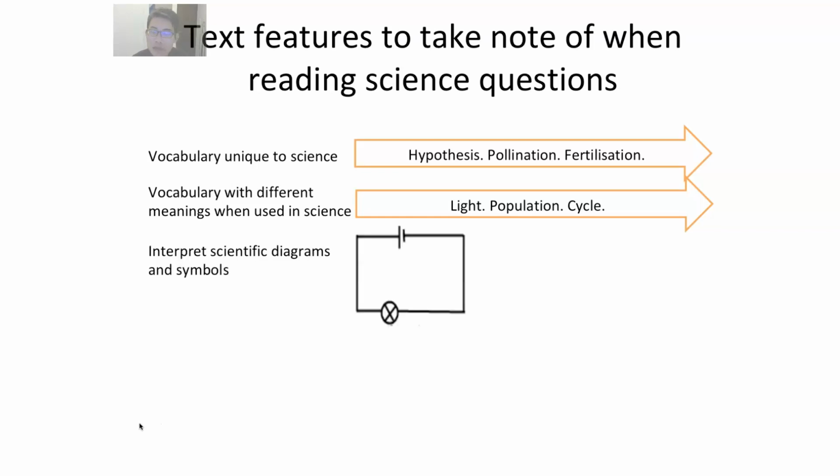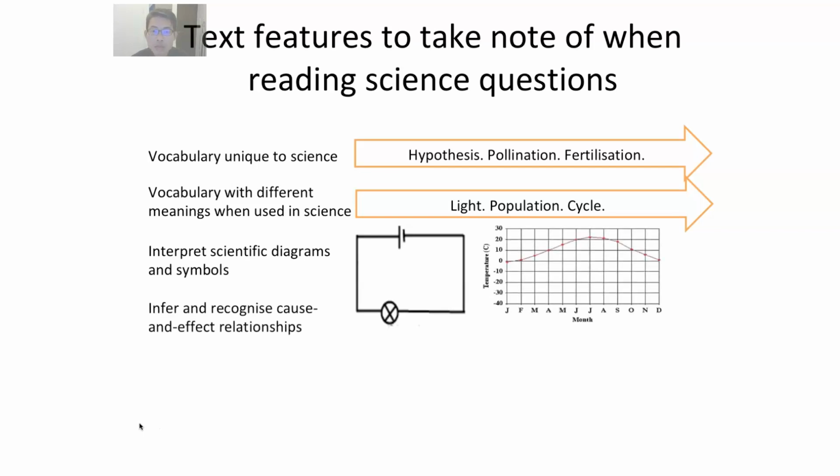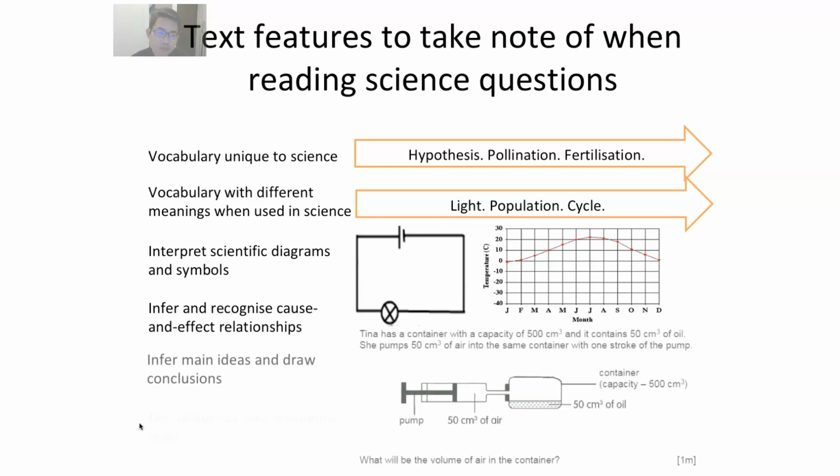Very often you will find science diagrams and symbols that require you to make interpretation. You need to infer cause and effect relationship, which we will cover a bit in the later part of this video. You need to infer main ideas and draw conclusions from a question like this. And you need to use deductive and reasoning skills.